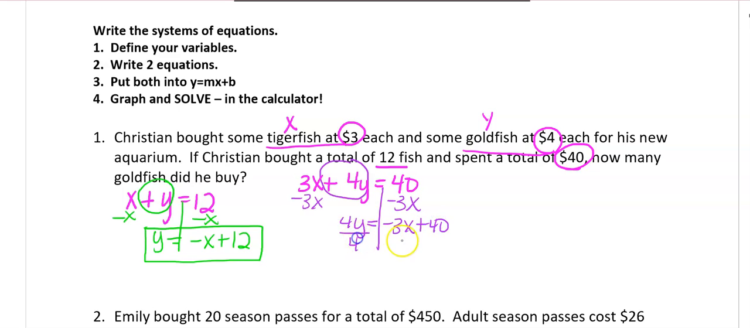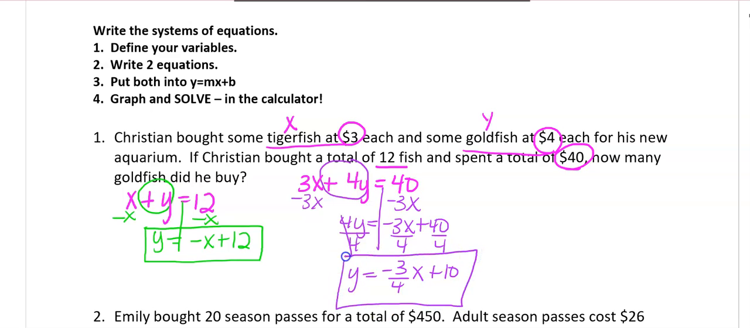Then I'm going to divide by 4, divide by 4, and divide by 4. Now, here's the beauty of this. You actually don't even have to simplify. You can leave this problem and plug it in just by itself. But me being a math nerd, that's going to kill me. So 40 divided by 4 is 10. Plus, it's a little bit neater. So these are the two problems you're going to enter into the calculator. And then we're going to do it just like the graphing notes that we did, the same calculator instructions.